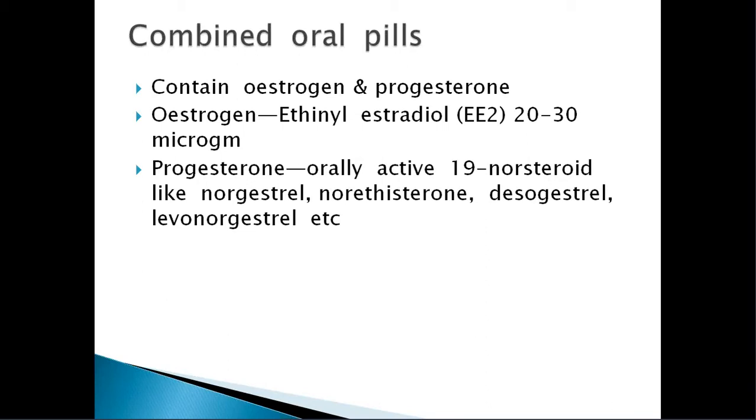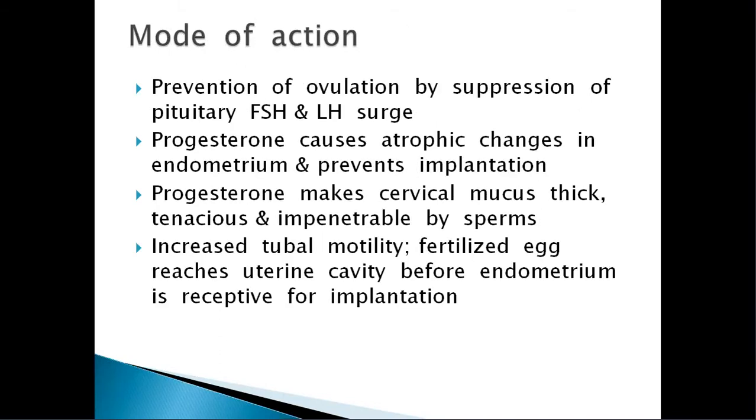Now, progesterone can be different in different preparations. Basically, these progesterones are orally active 19-nortestosterone derivatives. They may be norgestrel, norethisterone, desogestrel, levonorgestrel, etc. Right. So, basically, how do these hormones act in preventing pregnancy?